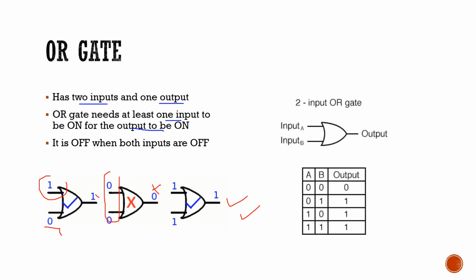This is the symbol of a 2 input OR gate, where we have 2 inputs, A and B, and 1 output. This is the truth table. It is only off when both inputs are off, as you can see here. Both inputs are off and we have an off, and the rest are on when at least one signal is on.